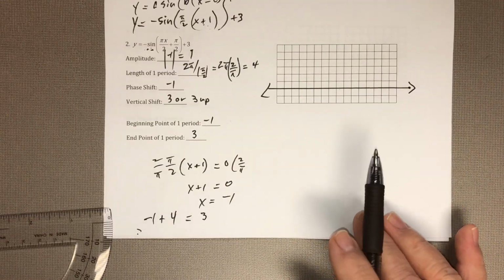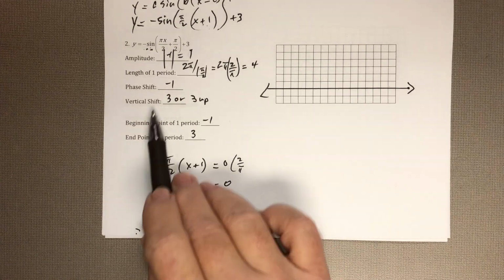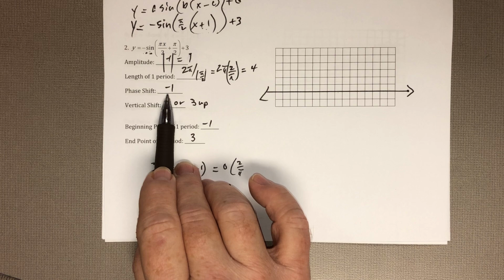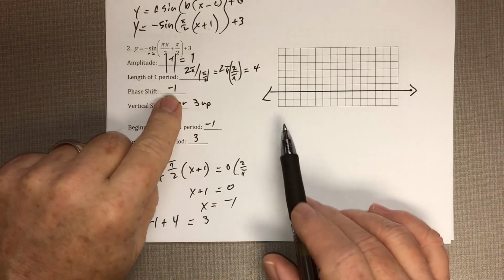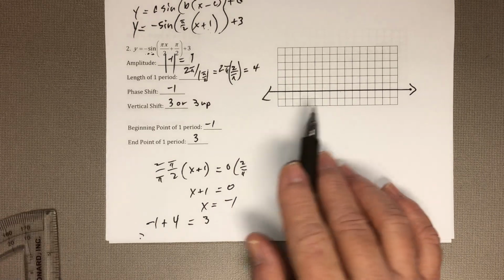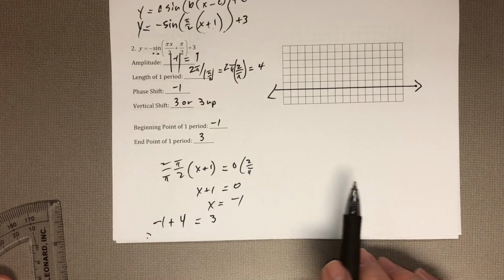And was there a shift left or right? The answer is, oh yes, there was. There was a phase shift. It's to the left. And I want to account for that by moving my y-axis to the right a little bit. So I have this -1 here.